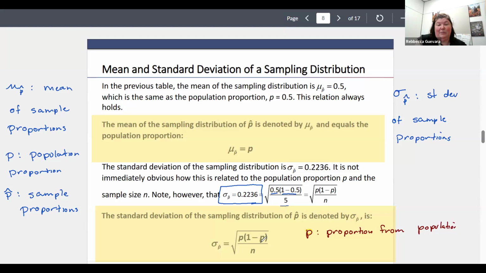So we need that. We need the one minus P because that's going to be whatever's left over. And then we divide by N, which is the sample size. Like I said, we're using a combination of information from my population and information from samples. So if we take P times 1 minus P divided by N, and then take the square root of that, that will give us the standard deviation.